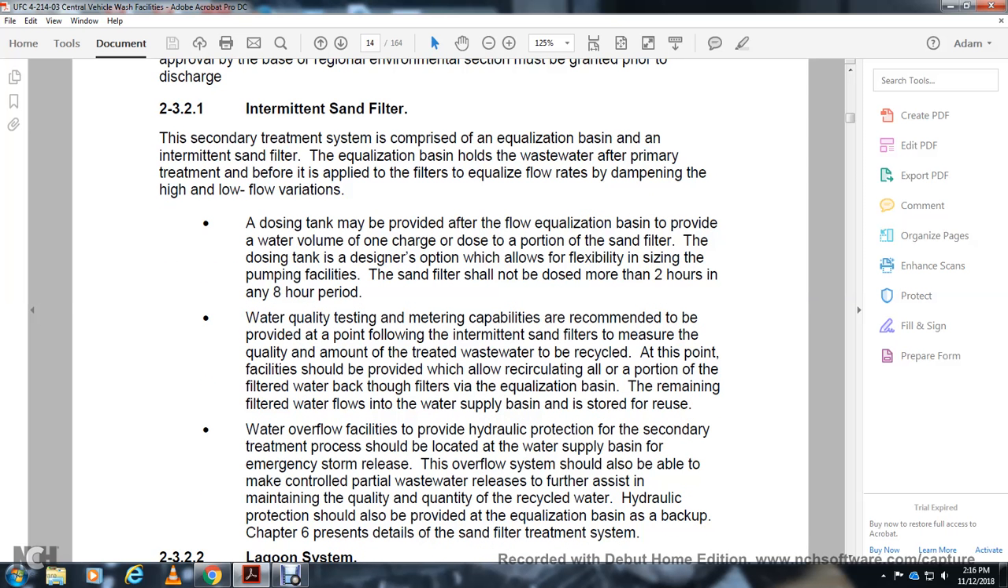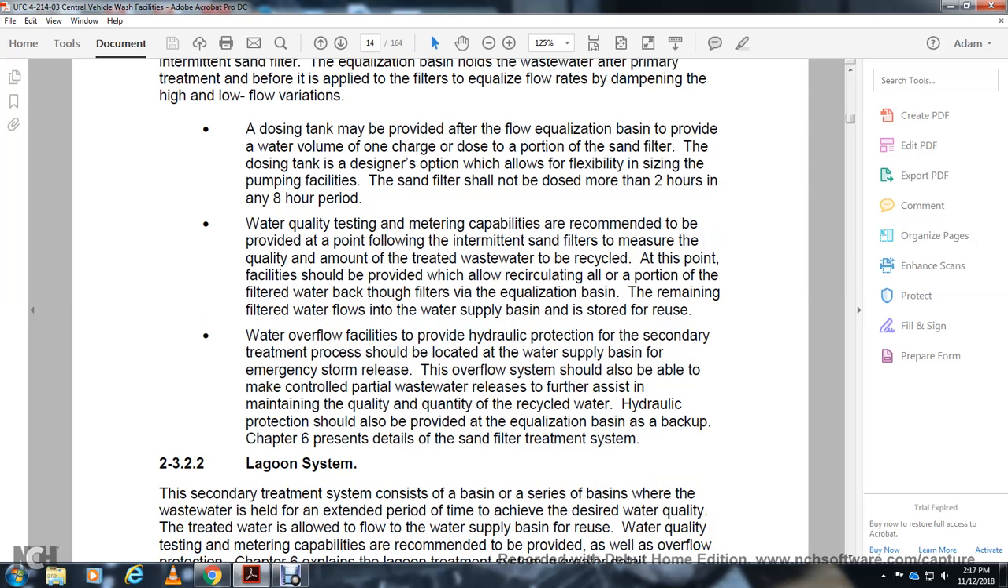Overflow facilities provided with hydraulic protection for the secondary treatment should be located with the water supply basin. The emergency storm relief overflow system should be able to be controlled, with partial wastewater relief to further assist in maintaining the quality and quantity of the recycled water. Hydraulic protection should also be provided with the equalizing basin. Chapter 6 presents the details of the sand filter treatment system.